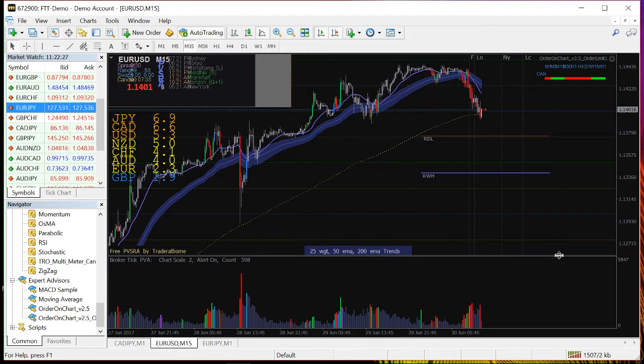The PVSRA strategy for advanced learners. What I'm going to explain in this strategy is the reasoning behind when you have to wait for a retracement, and when that happens, and something that you can use. And probably I don't really see many people talking about it.